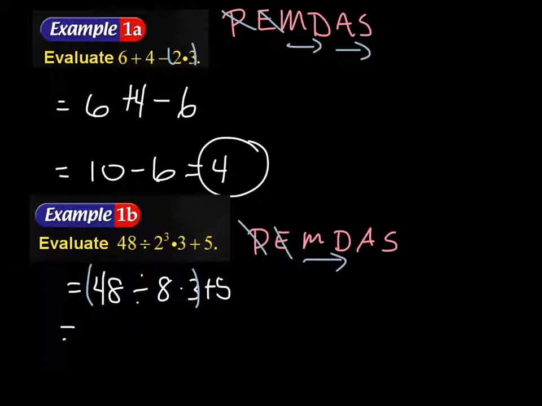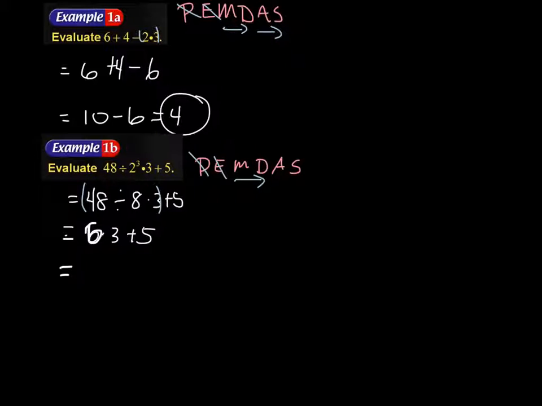So 48 divided by 8 is 6 times 3 plus 5. Sorry, 6 times 3 is 18 plus 5. And then finally we get to do our addition and subtraction moving from left to right. Oh, that's all we have is one addition, so I guess it doesn't matter. It's 23.